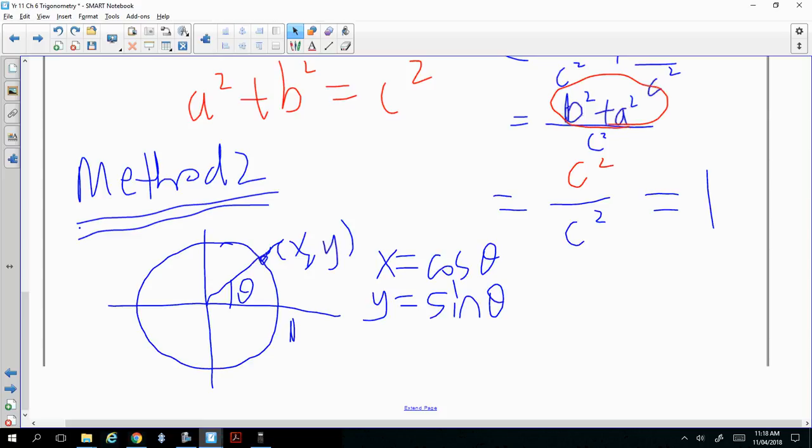If you remember, that's very good. What's the equation of a circle? X squared plus y squared equal to r squared, right? And what's the radius? 1. That's the equation of the circle.